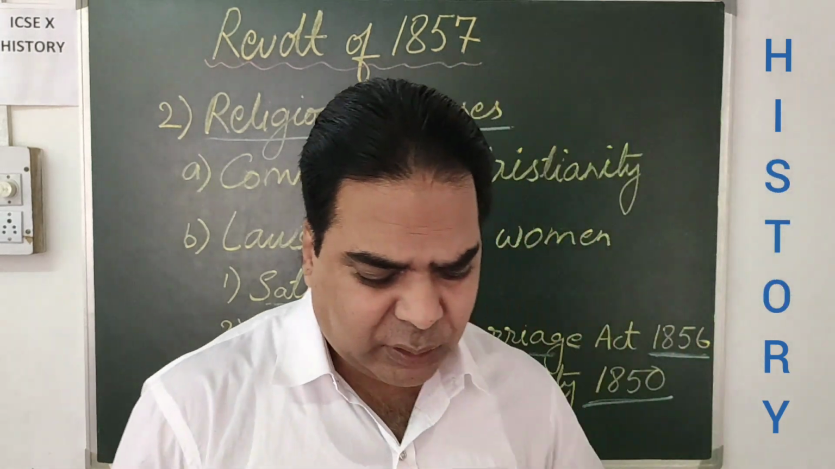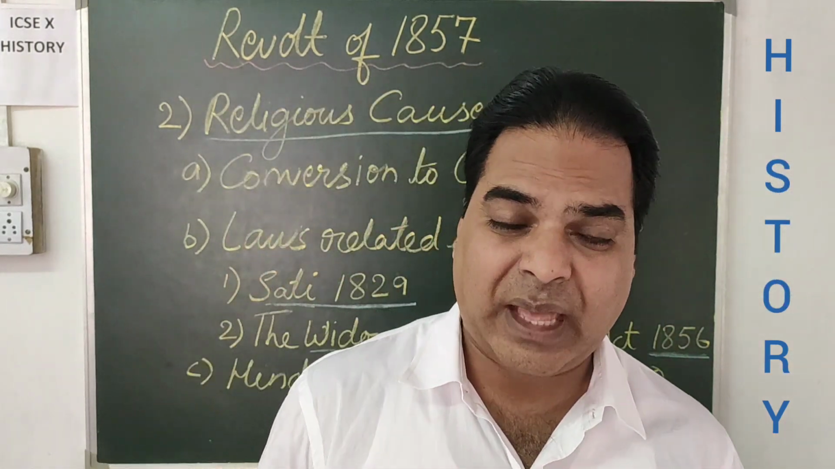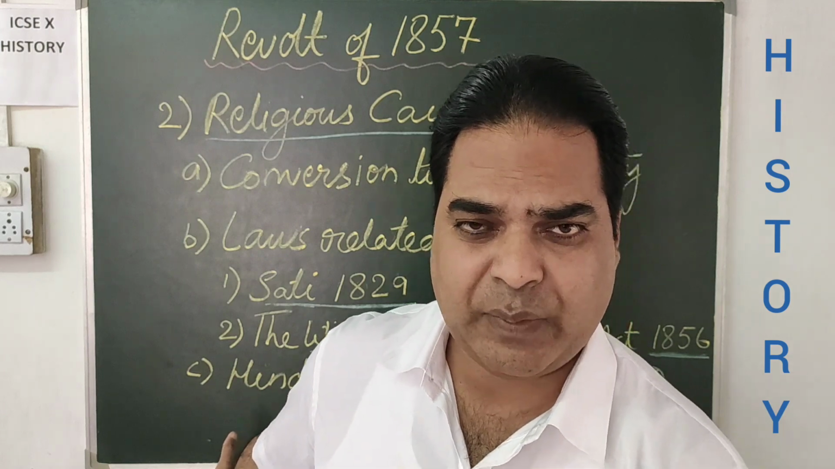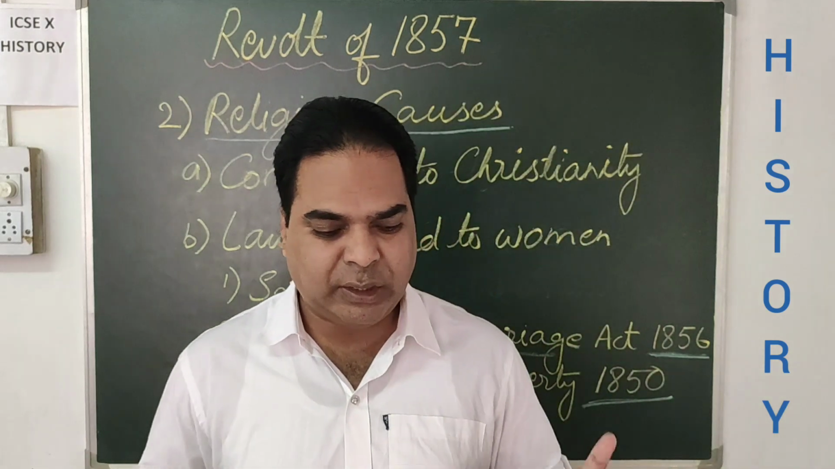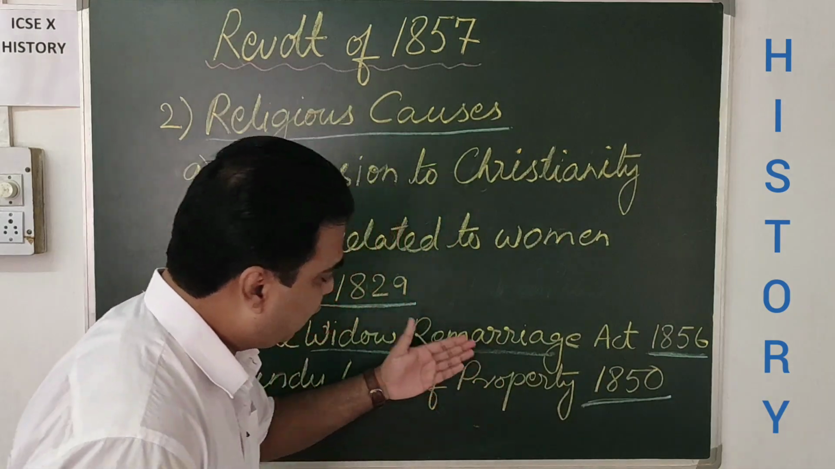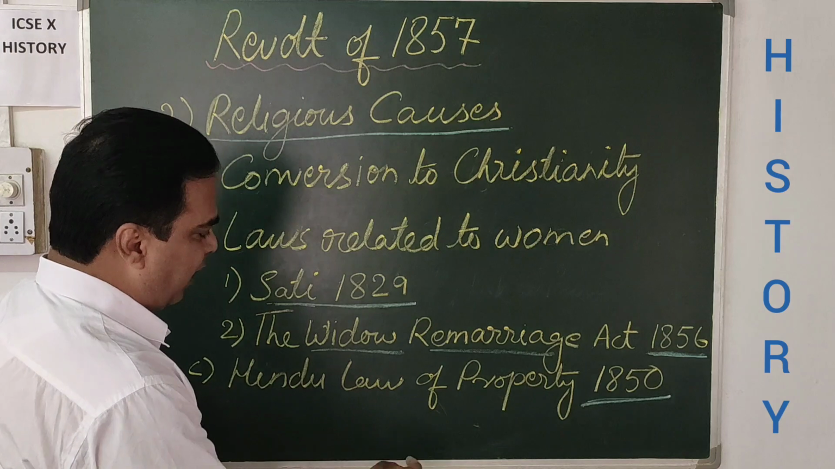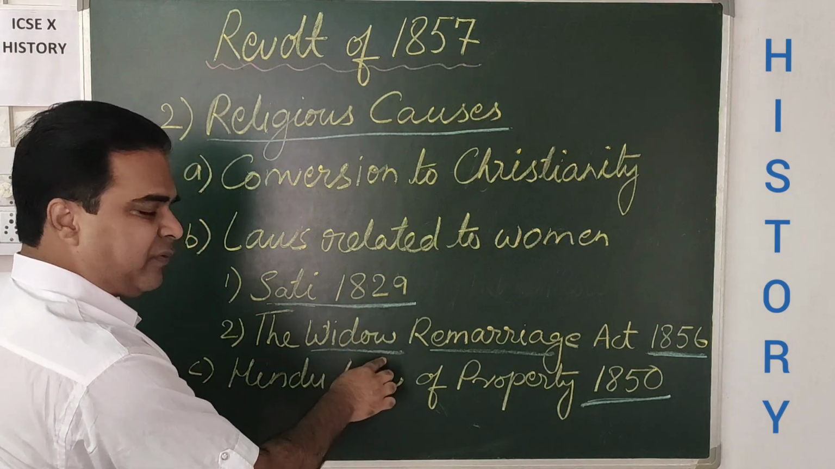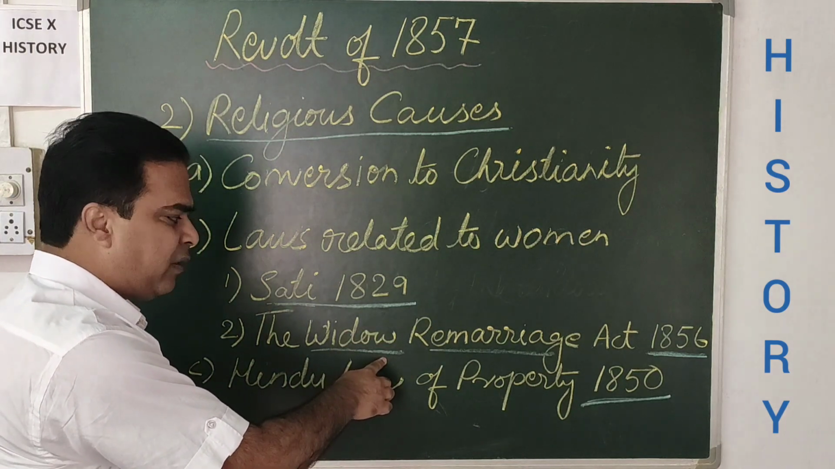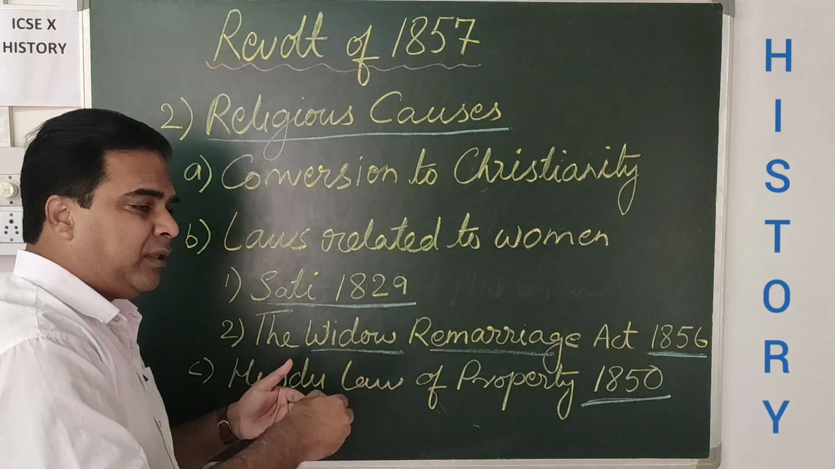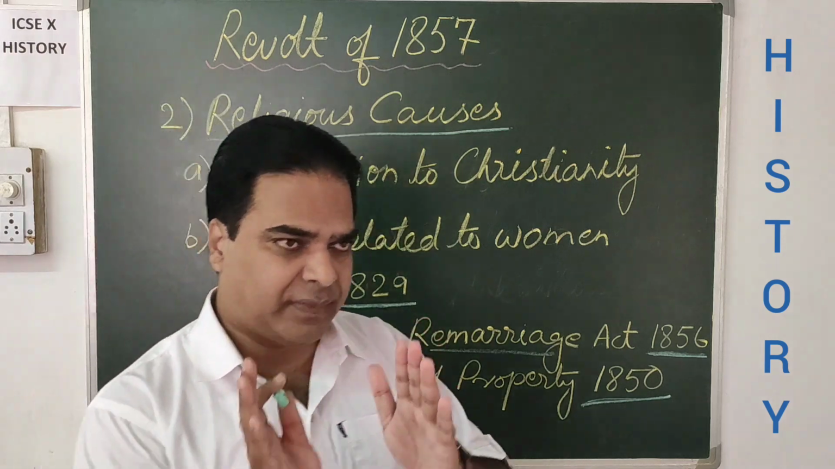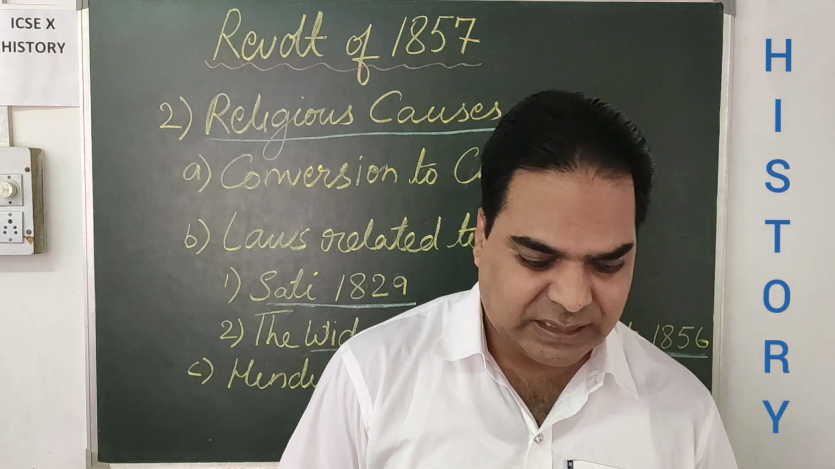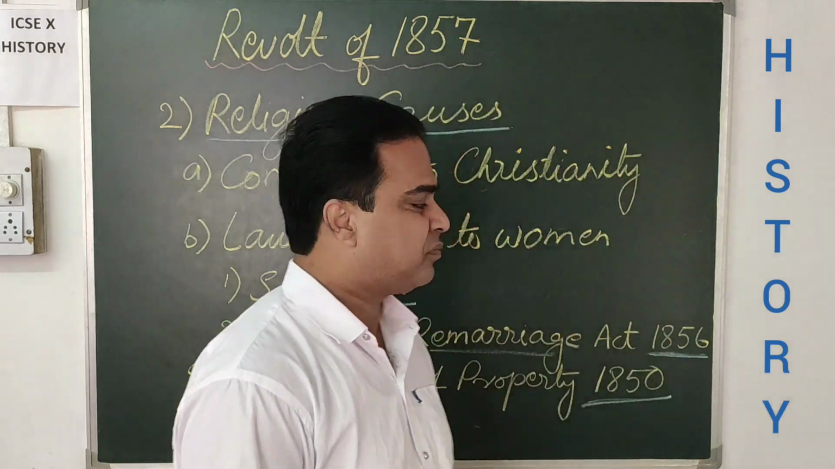That means the acts which were passed, like sati pratha was banned and the Widow Remarriage Act was passed, they felt that these acts were a threat to their religion. Though I don't agree with this, it was a positive step taken by the British government to free the society from the evil practices, but on the other side, the Indian people took it as a threat to their religion.